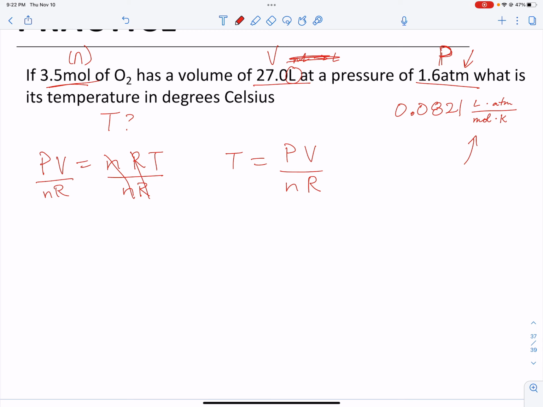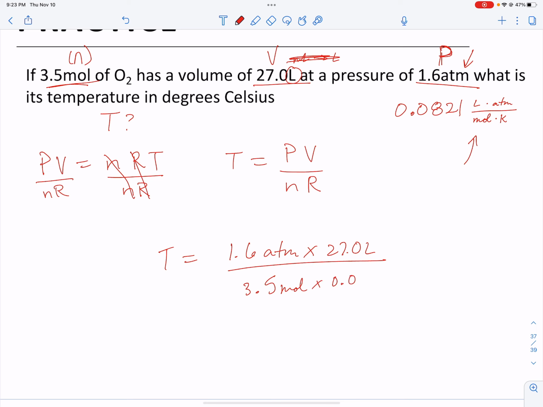So we're actually good to go here, and we're just going to begin plugging everything in. So pressure, 1.6 atm on top times the volume, 27 liters, divided by, and this is where we plug in the number of moles of gas, 3.5 moles, times R, 0.0821 liters times atm per mole times Kelvin.